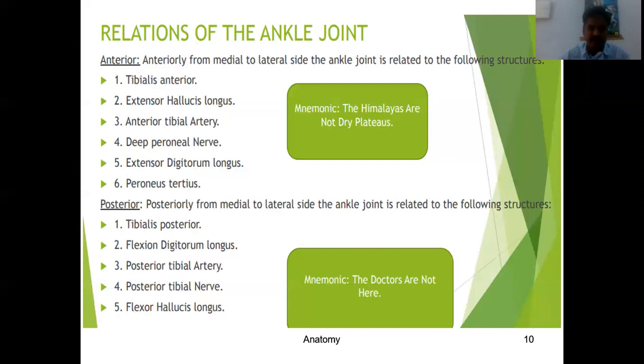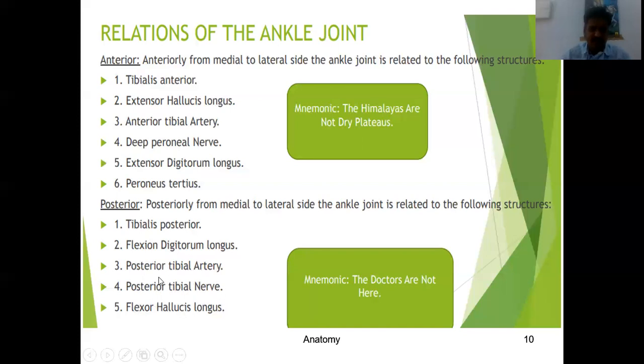Coming to the posterior relations of the ankle joint. Posteriorly, it is strengthened by these tendons, as we already discussed in the stability of the ankle joint. So anteriorly and posteriorly, we have the tendons that also stabilize the ankle joint. Posteriorly, we have the tibialis posterior tendon, flexor digitorum longus, posterior tibial artery, tibial nerve, and the flexor hallucis longus.